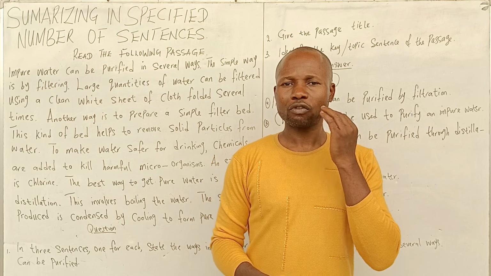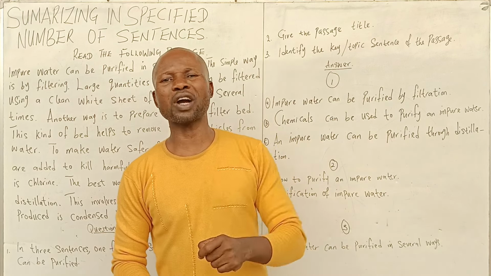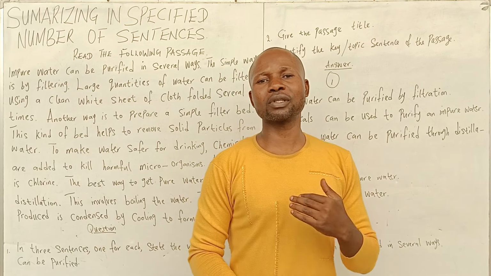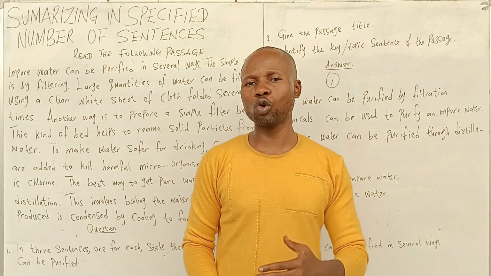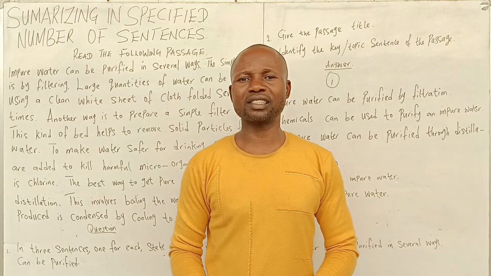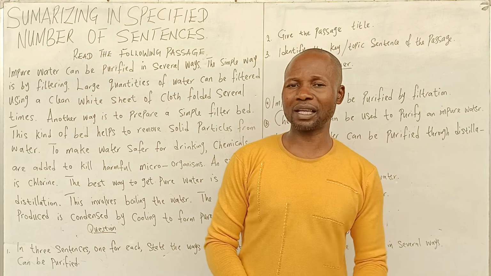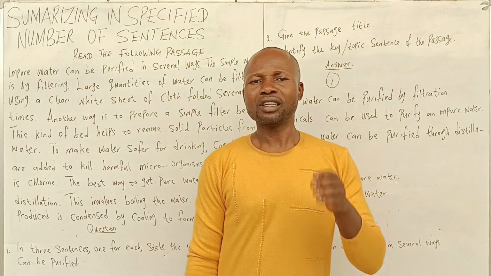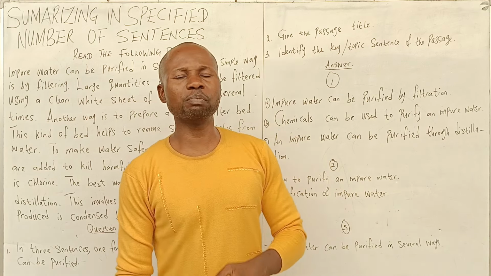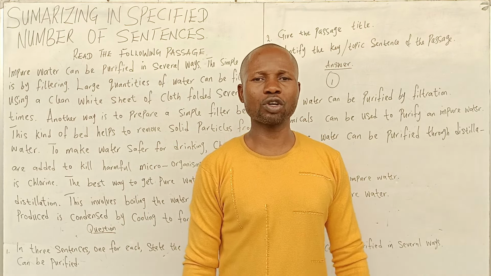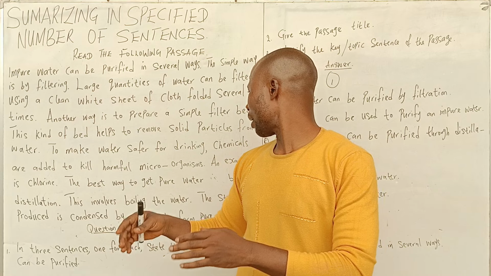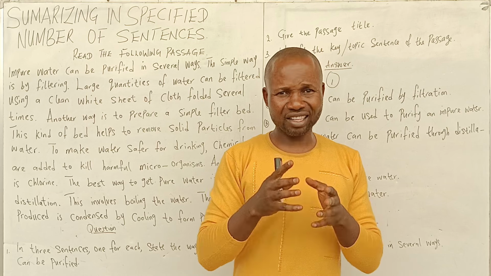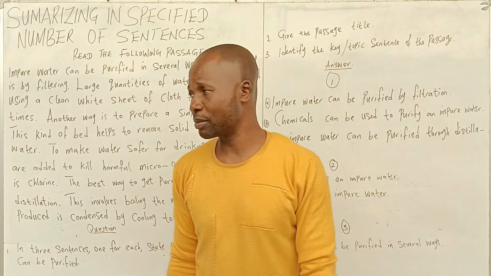But it is key for a student of English to know how to identify a topic sentence, because if you can identify a topic sentence, it will enable you to know how to summarize a passage and to understand the passage. Number two, how to give a passage a title. If you can give a passage a suitable title, it means you have understood it. So in this video, I am going to treat these 3 things together at the same time. Let's go without wasting much time.